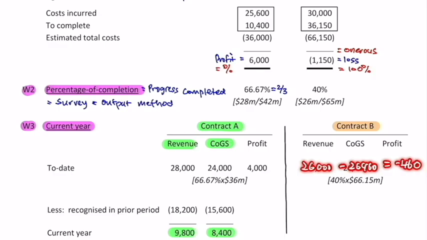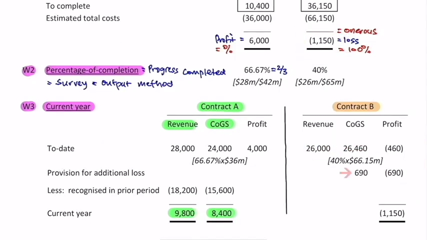Earlier we said that the loss recognized for contract B should be 100%. It should be equal to 1,150. Based on the 40%, the loss recognized today is only 460. This is not enough. In order to make up the 1,150, we must make provision for the additional loss, 690, to make up the total loss to date, 1,150. 690 is the amount that we must recognize in P&L.